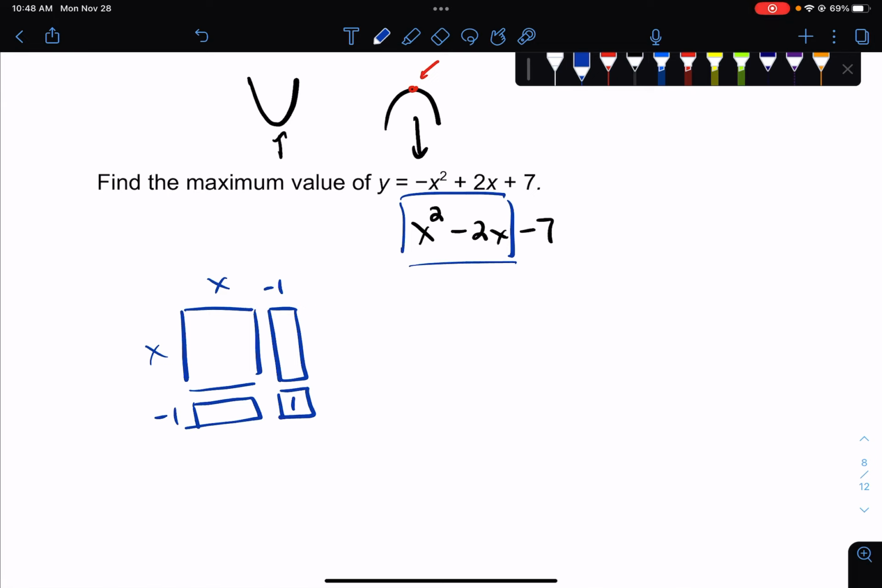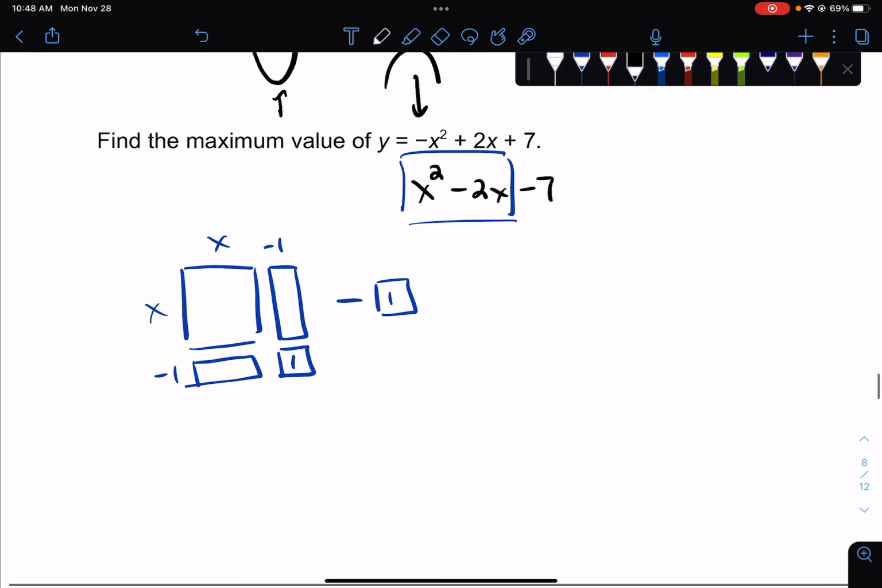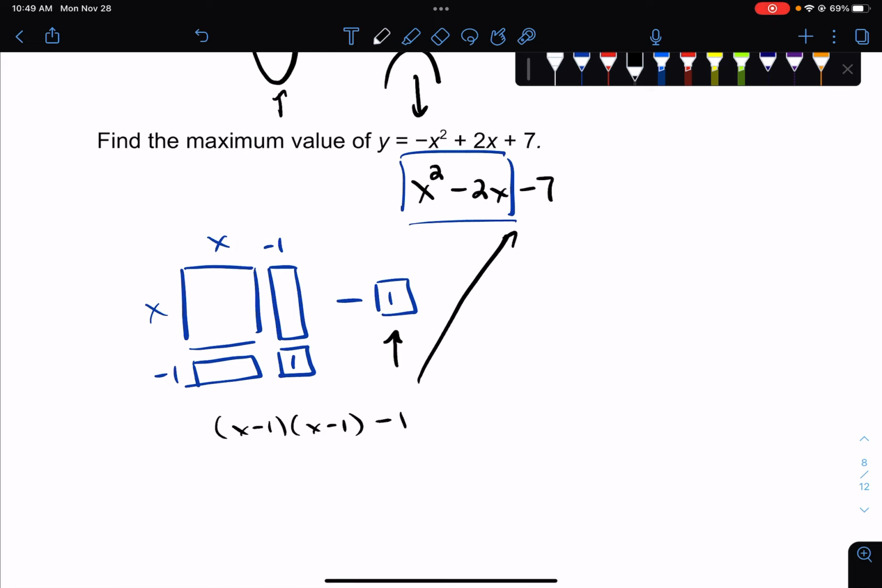Well, I can't just add a box. I have to minus the same box to keep things balanced. So I'm going to minus a 1. And now I can write my equation. (x minus 1) times (x minus 1). And then I've got the minus 1 right here. And I also have a minus 7 from the very beginning. So when I rewrite this, I get (x minus 1) squared minus 8.